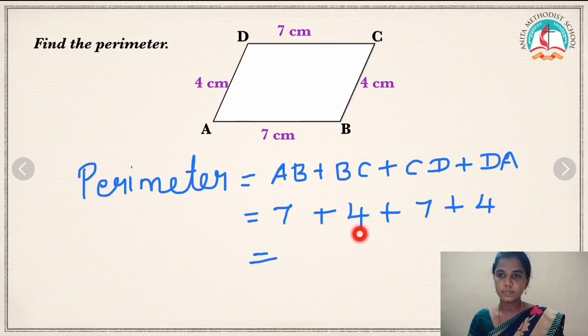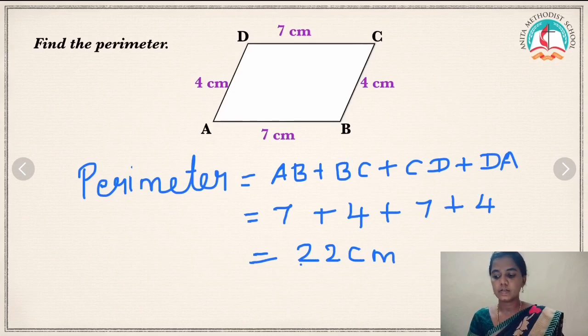7 plus 4 is 11. 11 plus 7 is 18. 18 plus 4, 22. Okay, so what is your answer, children? 22 centimeter is my perimeter of the given parallelogram. Now you understood, children?